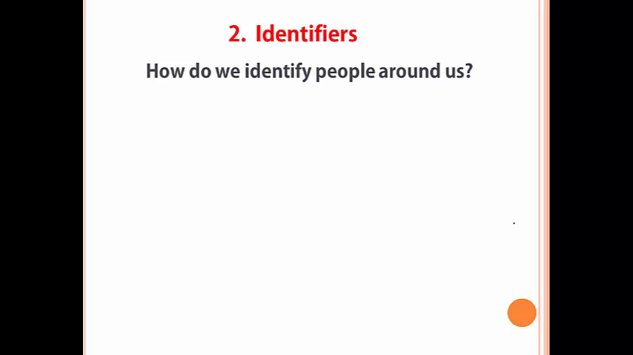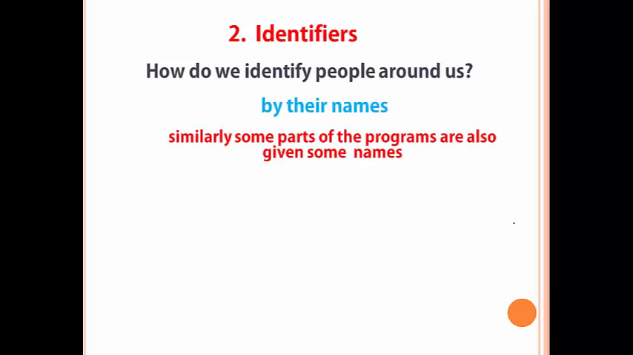Now next we are going to learn about identifier. Before we proceed, I just want to ask a question: how do you identify people around us? Obviously by their names, isn't it? So similarly, some parts of the program are also given names, and those names we call identifiers.